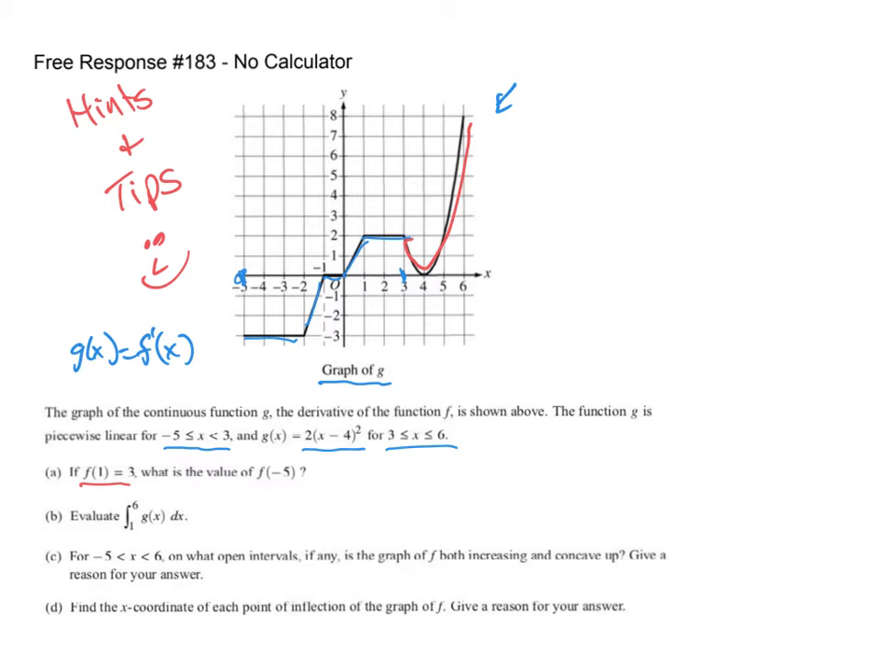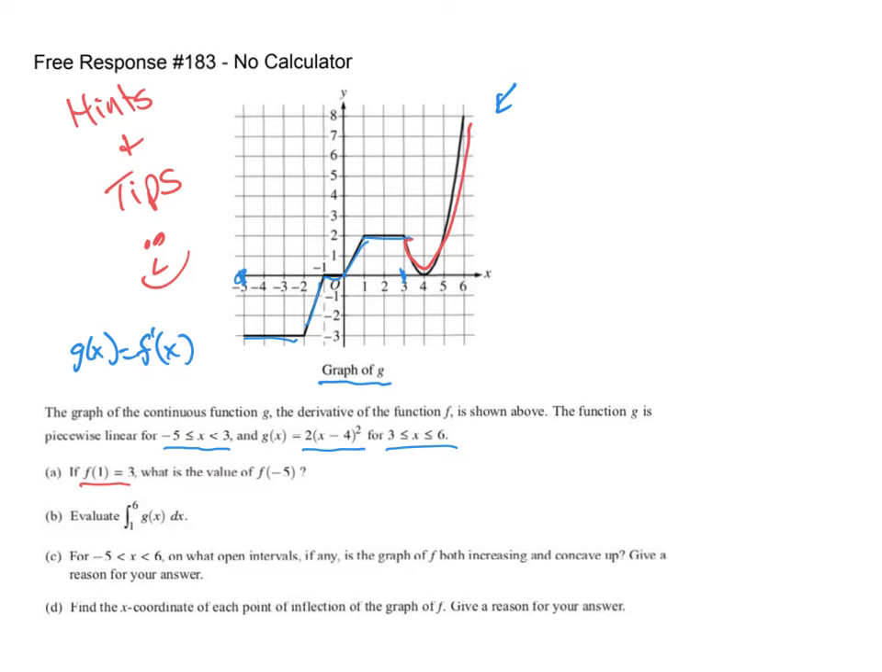For letter B, we're simply going to evaluate the definite integral of g of x from 1 to 6. Simply put, we are going to figure out the area under that curve. For letter C, for -5 to 6, in other words for the whole interval, on what open intervals, if any, is the graph of f both increasing and concave up? And then we'll give an explanation.